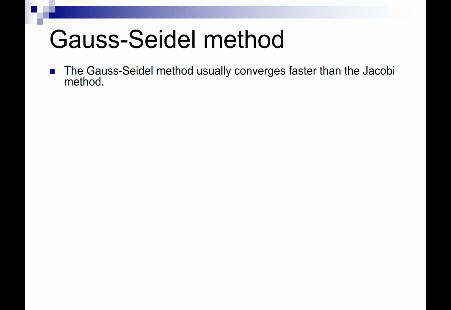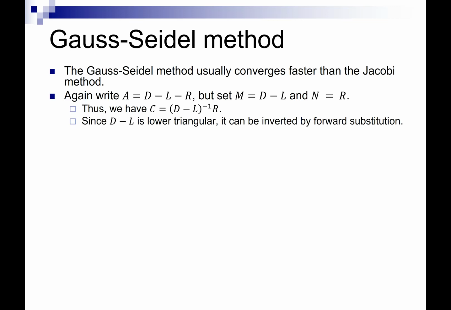All right, so now we're going to talk about a new algorithm, basically a modification of Jacobi's algorithm. It's called the Gauss-Seidel method. The Gauss-Seidel method is going to converge faster than the Jacobi method. The way it works is, again, we write A as equal to the diagonal elements minus the lower triangular part minus the upper triangular part. Previously we set M to be equal to D.